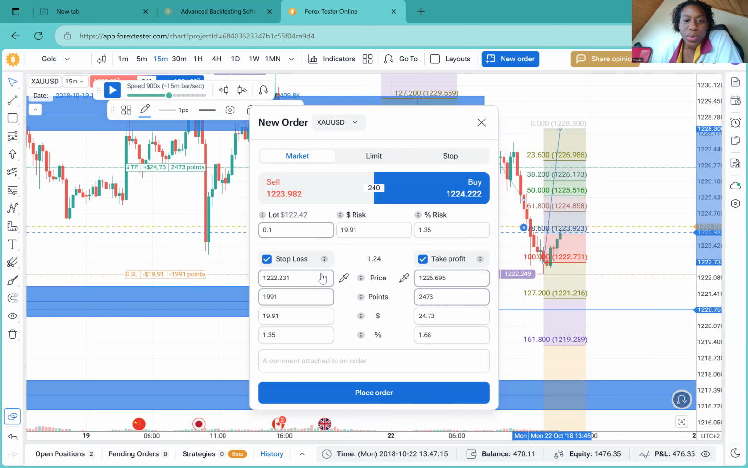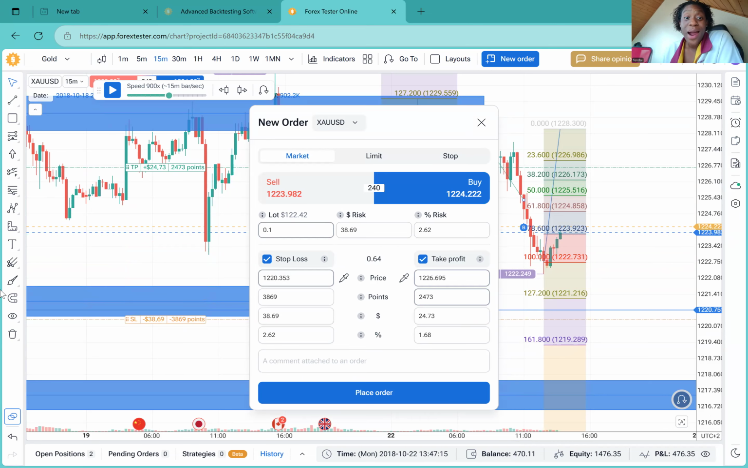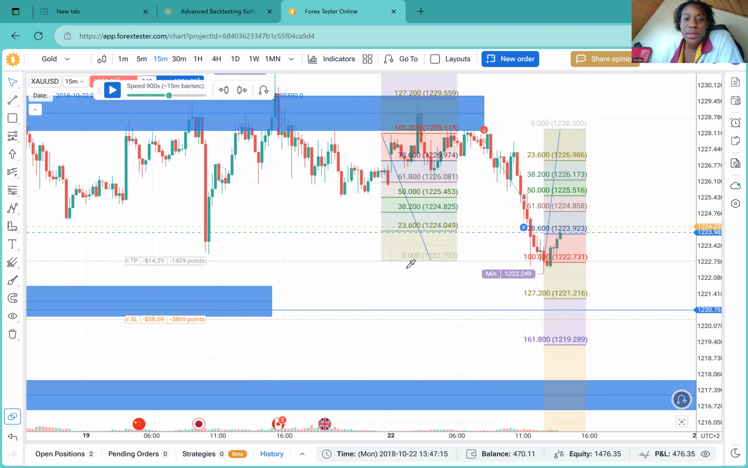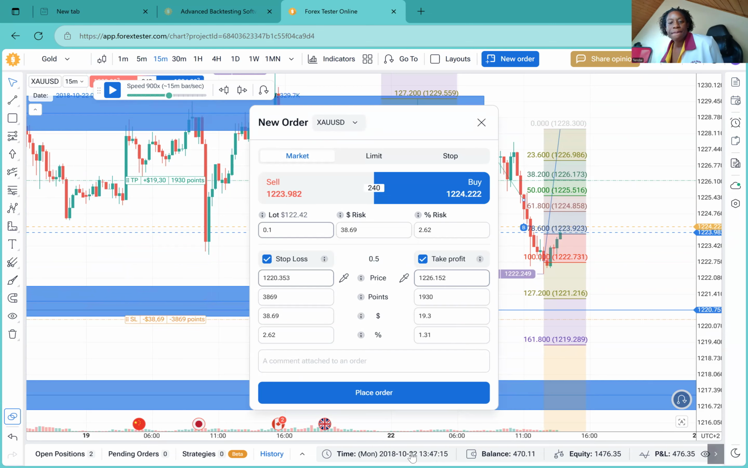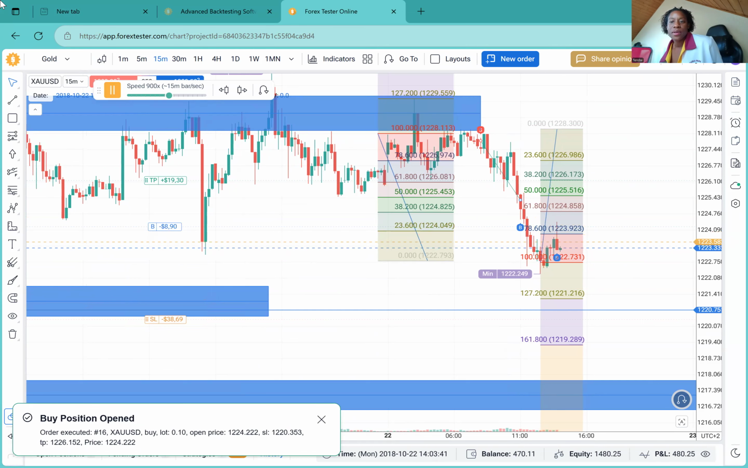Okay, our stop loss. Let's put our stop loss underneath there. And then our take profit, we said 50. So yeah, I'm not going to be greedy. We're going to put our take profit at 50. And then see what happens.